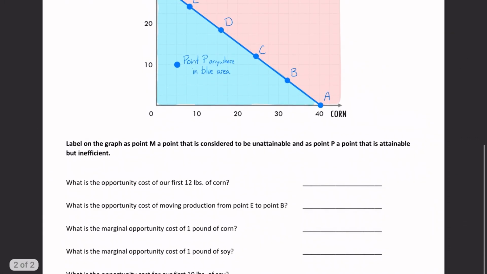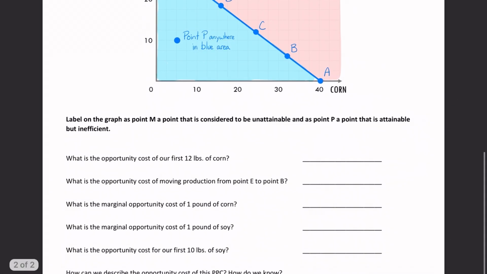Now looking at these questions, what I think is helpful to do first, because this is what I like to do, is go and answer these two questions first: our opportunity cost for a single pound of corn and a single pound of soy, because it's going to help us solve some of those other questions.